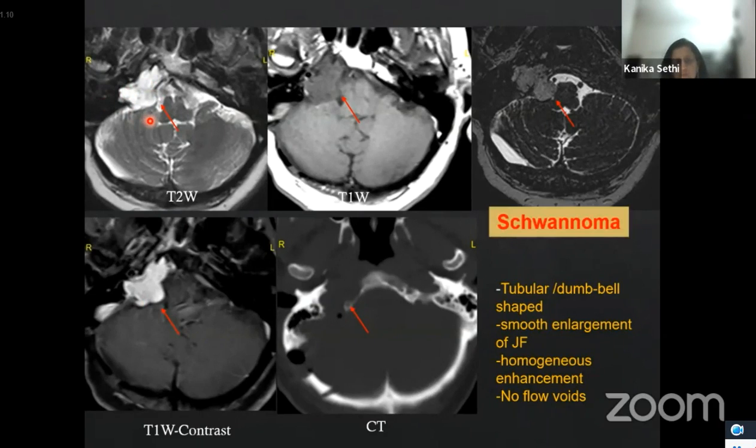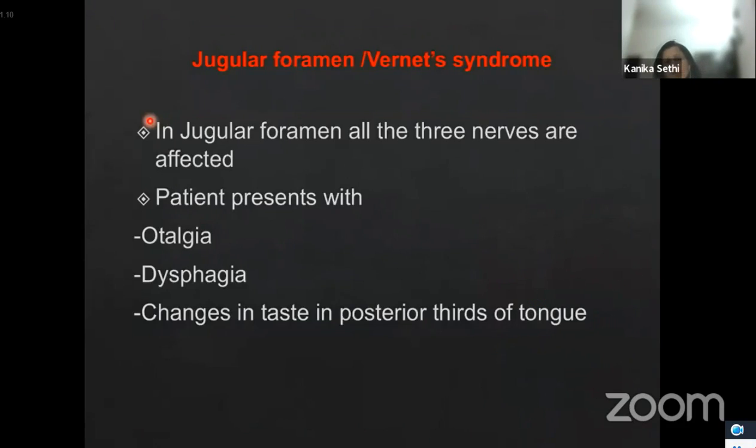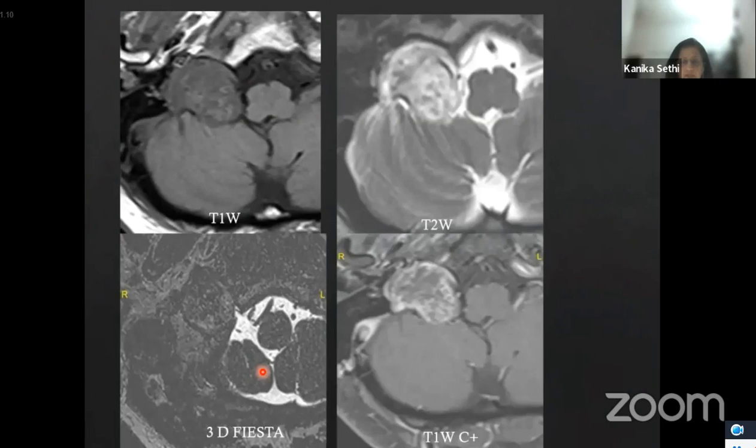So that's a schwannoma. So whenever you have a lesion in the jugular fossa, all the three nerves are affected. That's called the Vernet syndrome. The patient will come with otalgia, dysphagia, and changes in taste in the posterior third of the tongue. Another large lesion in the jugular fossa, central, is non-enhancing or there's a cystic change, expansion of the jugular fossa, another case of a schwannoma.